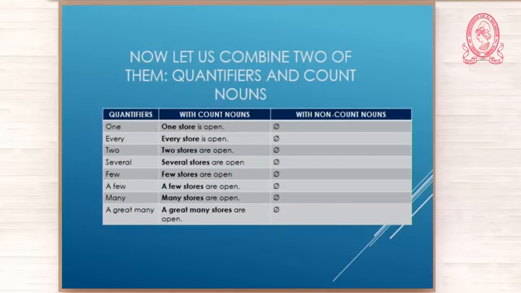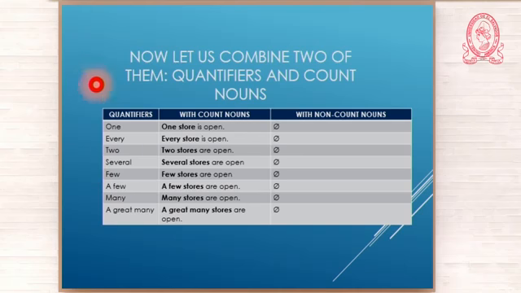We know the meaning of quantifier and the meaning of count nouns. Let us combine two of them. Here on this side, you have several examples of quantifiers. One, every, two, several, few, a few, many, a great many. Now let us combine these quantifiers with a count noun.